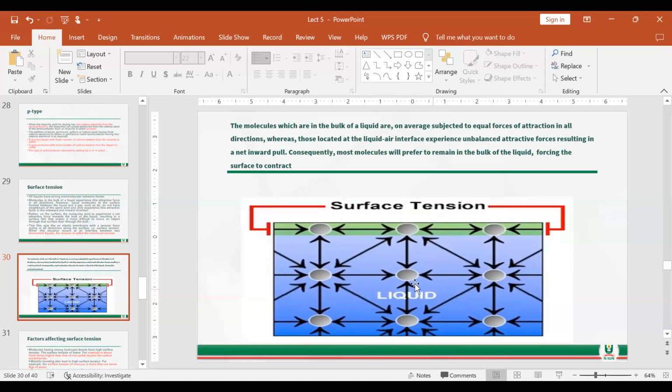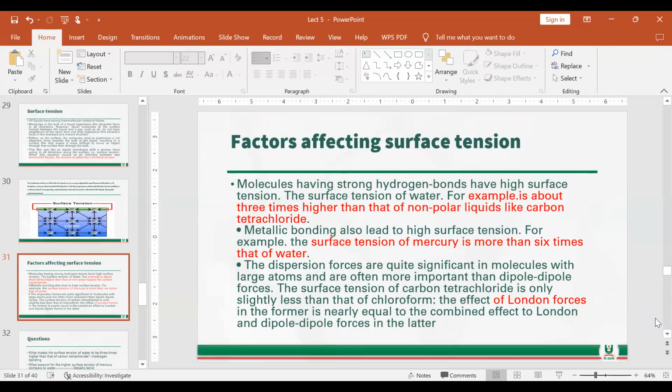So you see, this is the body of the liquid. The arrows show attraction everywhere, but at the surface of the liquid it is on one side. That is why at the surface, all the pull is inward and sideward, so there's no pull out of the water. That is the surface tension. It makes the liquid behave as if it's covered by an elastic skin. So factors that affect surface tension are molecules having strong hydrogen bonds, and metallic bonding also leads to high surface tension. Dispersion forces are quite significant in molecules with large atoms and are often more important than dipole forces. So surface tension can be affected by some of these factors we have listed.